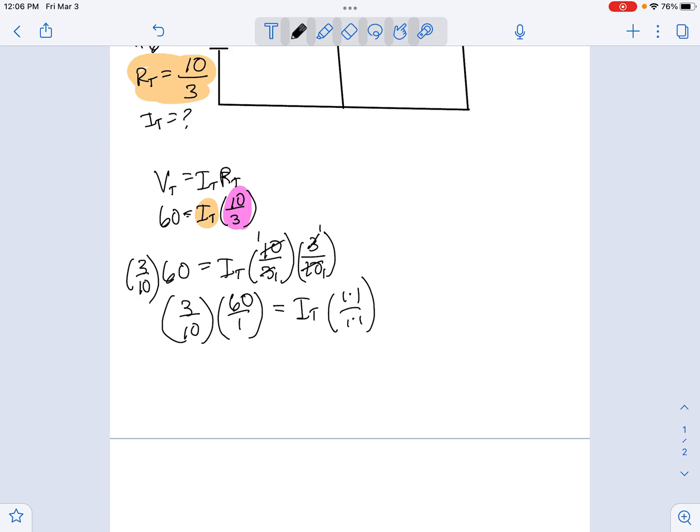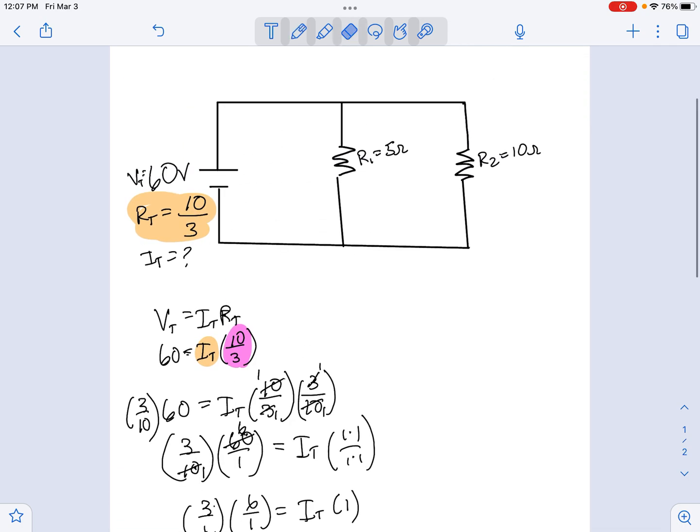So now if we reduce the left side of the equation, we can say, oh, 60 is divisible by 10 and 10 is divisible by 10. So we can divide those both by 10. This becomes 6 and this becomes 1. So now we have 3 over 1 times 6 over 1 is equal to IT times 1, right? So now we can go 3 times 6 is 18 over 1 times 1 is 1 is equal to IT. And 18 divided by 1 is just 18. So that means IT equals 18 amps. Okay, so now we can come up here and say, oh, our total current is 18 amps. Oh, and this is ohms.